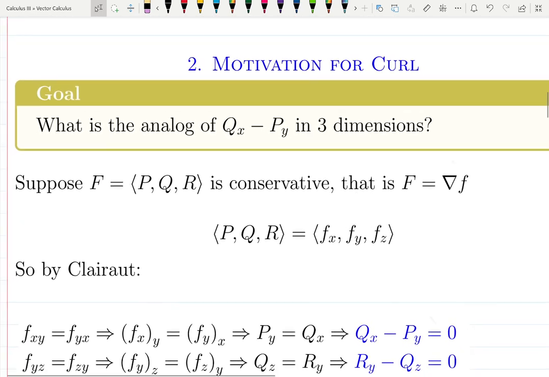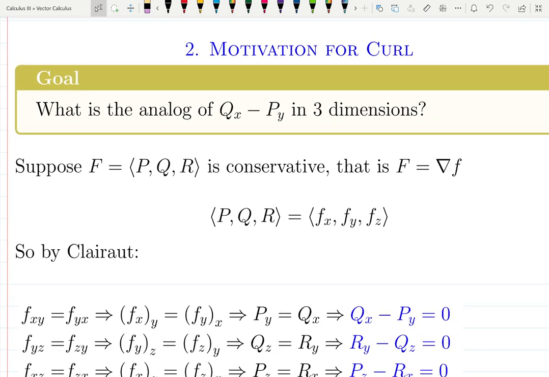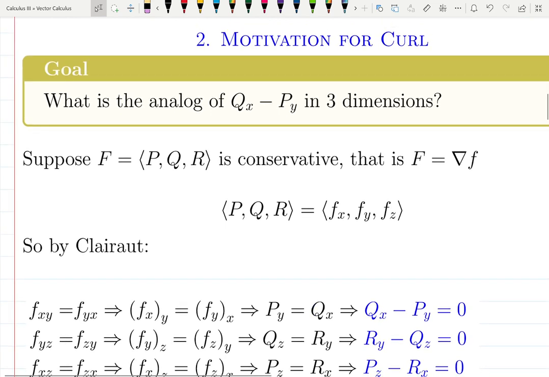Motivation for the curl. Let's do some curling, like a ballerina. What is an analog of Q with respect to X minus P with respect to Y in 3 dimensions? People ask me about this. We're going to slightly touch this topic, and then we never get to Stokes' theorem, unfortunately, but it's fine.